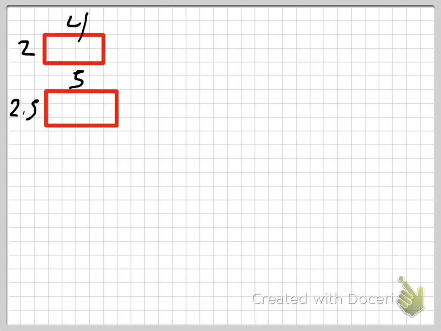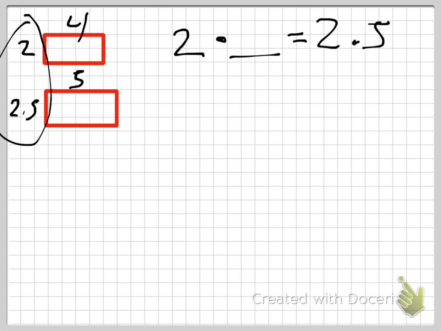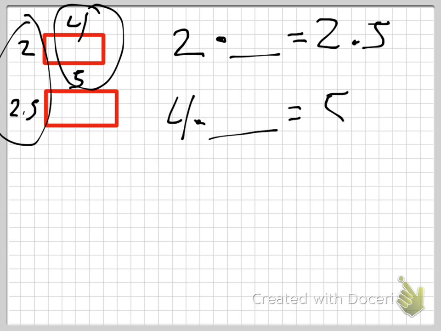Okay. Now in this case I could still do the same thing. I went from 2 to 2.5. 2 times something is equal to 2.5. I could also do the same thing with the width of my shape. 4 times something is equal to 5. Well, that's good, but I don't know what number magically fits in that spot, because 2 to 2.5 isn't a math fact that I've ever learned.